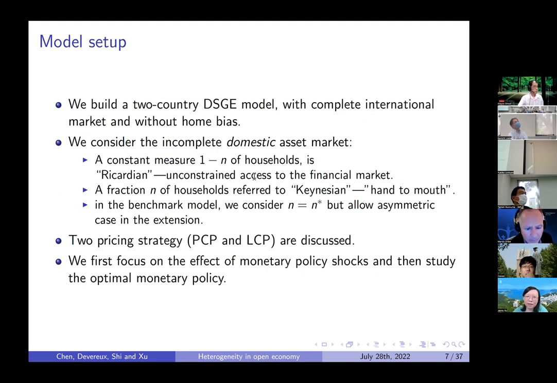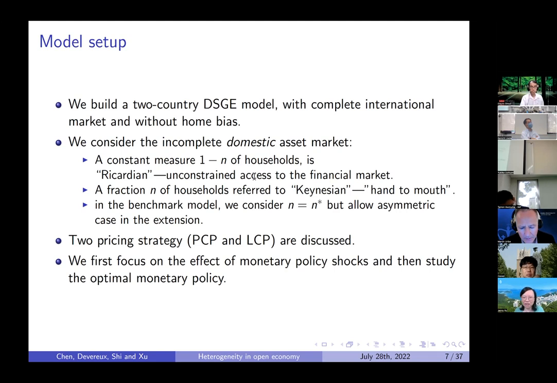And in the baseline model, we're going to assume there's no home bias, and we're going to extend that. We're going to consider incomplete domestic asset market. So there'll be no sharing between the 2 types of agents. A constant measure 1 minus n of households, what I have talked to you about, are recording. So they can have access to the financial market. Another fraction of the household, we call them Keynesian, and they are hand to mouth. They have no access to the financial market.